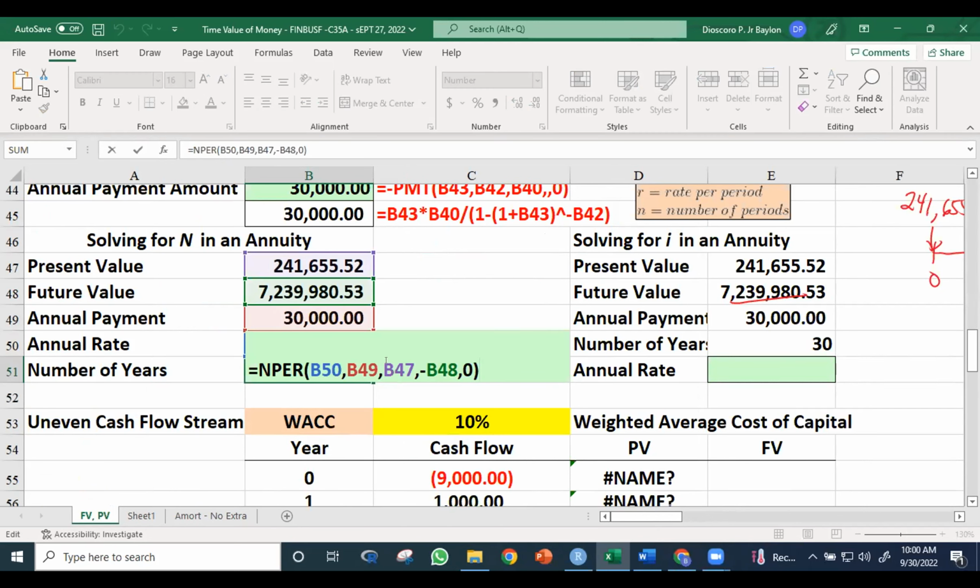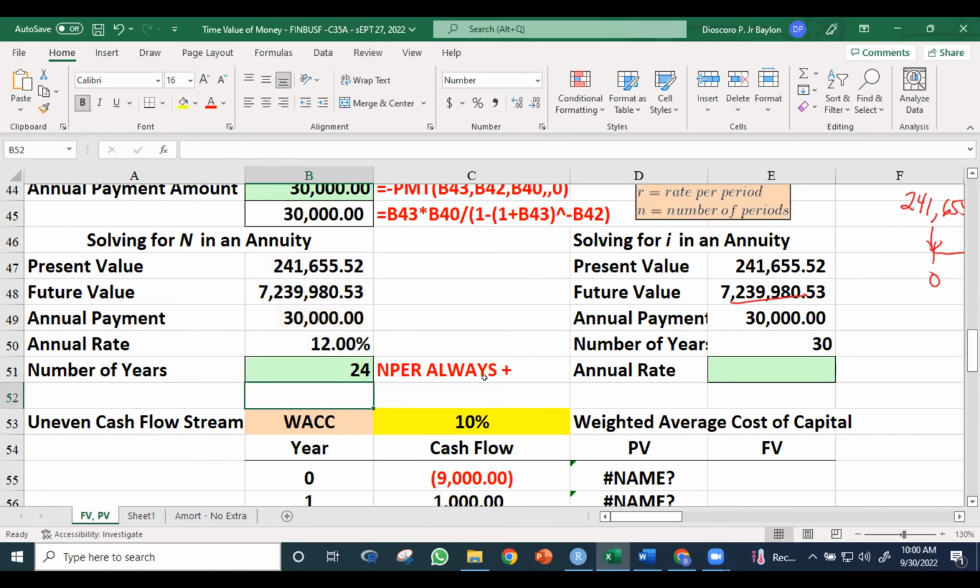When I place here the present value and here you have the annuity, and both are positive, I'm saying that at the beginning, I'll get 241,000, and then I'll also get 30,000. And the equivalent is 7.239 million at the end. How many years will it take if the rate is 12% for us to accumulate these two cash flows, the 241 and 30,000, to become 7.239? Based on the computation, it's 24 years. Okay, all right. Let me pause for a while, class.